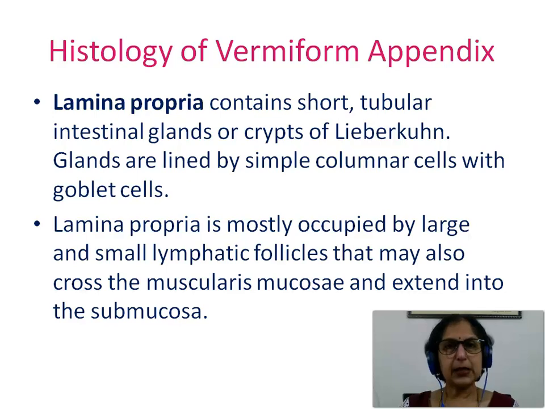Lamina propria contains short tubular intestinal glands or crypts of Lieberkuhn. Glands are lined by simple columnar cells with numerous goblet cells. Lamina propria is mostly occupied by large and small lymphatic follicles or nodules that may also cross the muscularis mucosae and extend into the submucosa. This is the characteristic feature of histology of vermiform appendix.